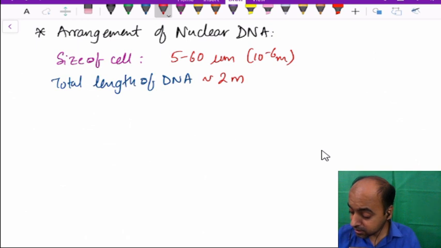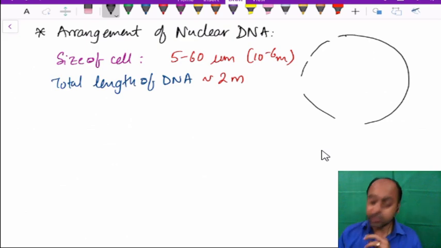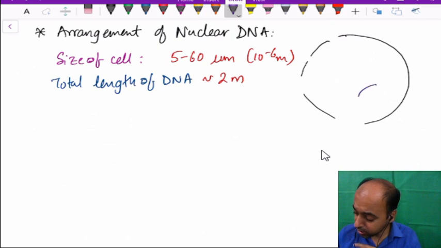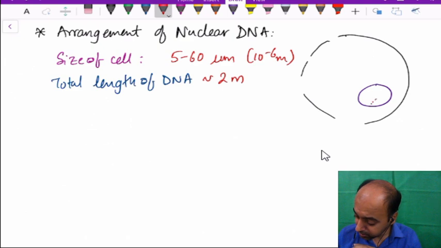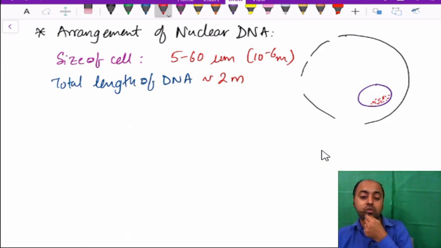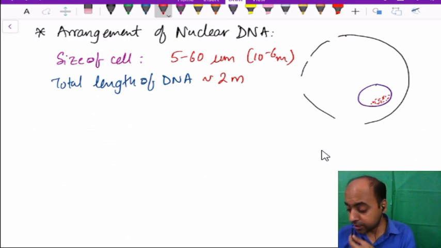And this cell that I'm talking about, this is the complete cell. In this complete cell we have a small part which is the nucleus, and within the nucleus also all the DNA is concentrated in a small part. You can imagine the DNA must be compacted to a very great degree before it can successfully be stored inside the cell, and that is what we call the arrangement of nuclear DNA.